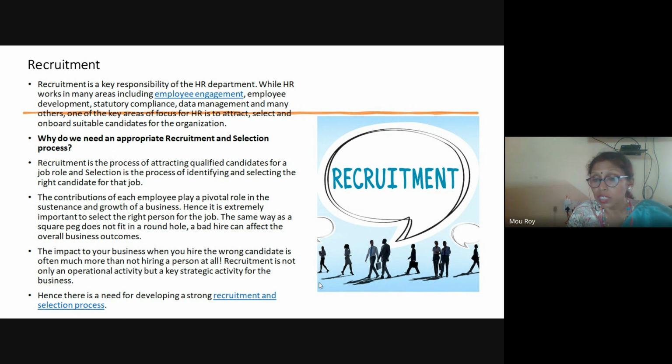So each and every employee's contribution has a very important role in the growth of the organization and in the sustainability of the organization.